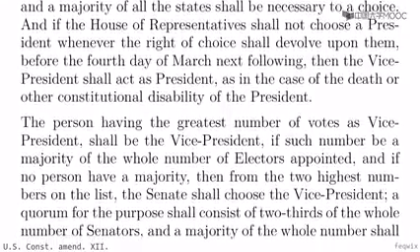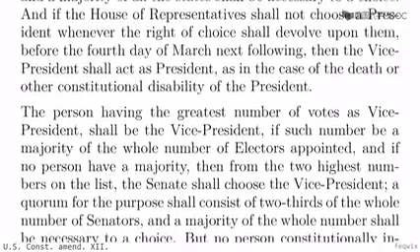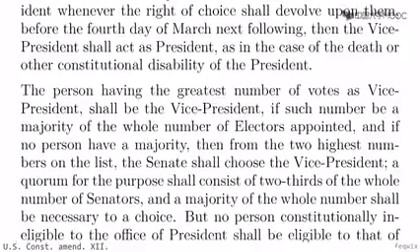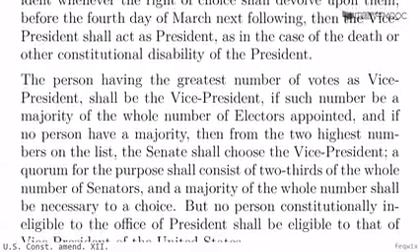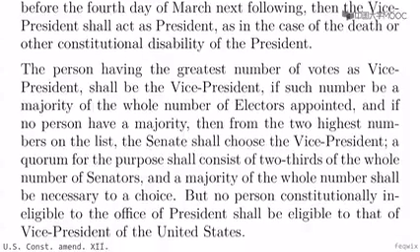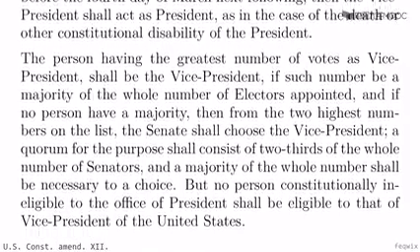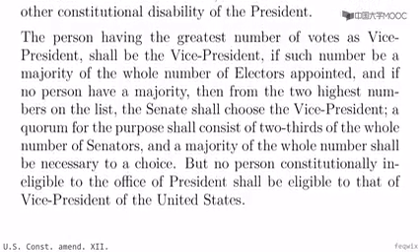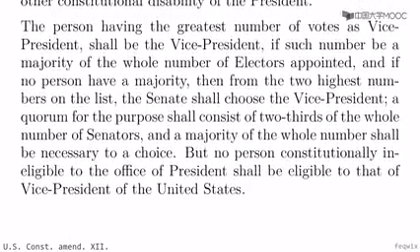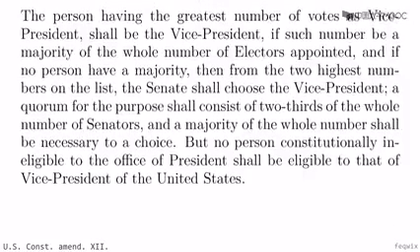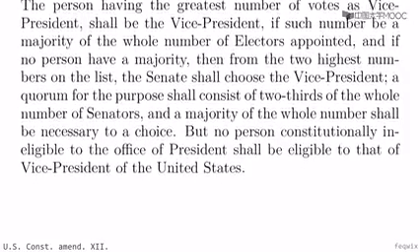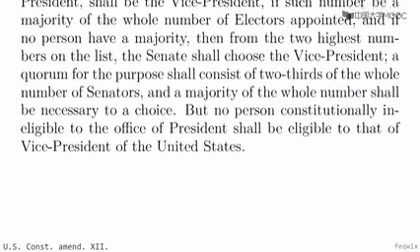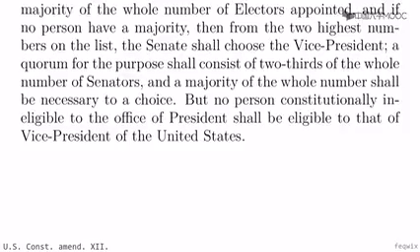The person having the greatest number of votes as Vice President shall be the Vice President, if such number be a majority of the whole number of electors appointed, and if no person have a majority, then from the 2 highest numbers on the list the Senate shall choose the Vice President. A quorum for the purpose shall consist of 2/3 of the whole number of senators, and a majority of the whole number shall be necessary to a choice. But no person constitutionally ineligible to the office of President shall be eligible to that of Vice President of the United States.